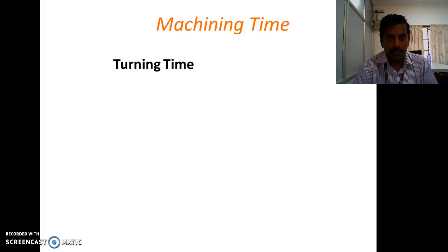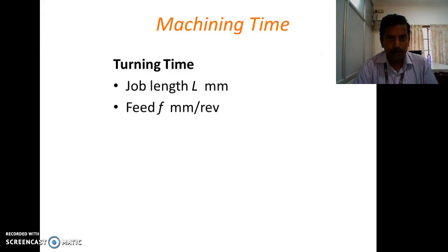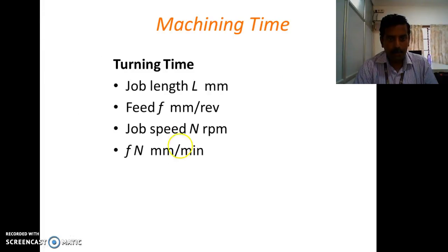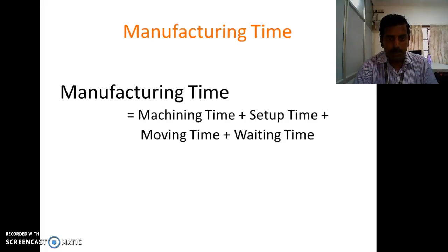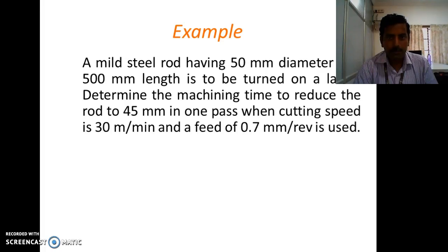And in this class, we'll see calculation of machining time. Machining time depends upon the length of the job machined, feed rate, and the speed of rotation of the job. The total time taken for machining is the length of the job divided by F into N. Manufacturing time is the sum of machining time plus setup time plus moving time plus waiting time.